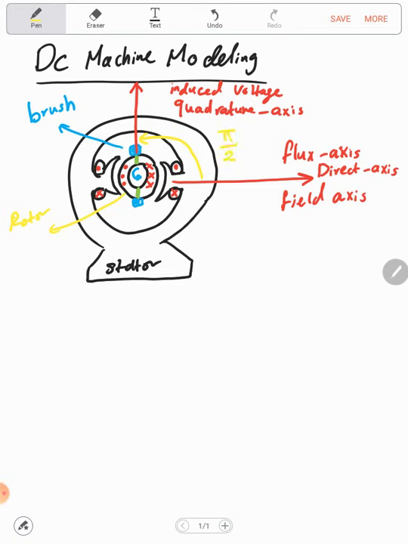So simply this means that the DC machine is actually a 2-axis machine, two orthogonal axis machine. So it's simply, virtually, we can see it as a machine in the EQD reference frame. So this is what we call the simple two-pole direct current machine.